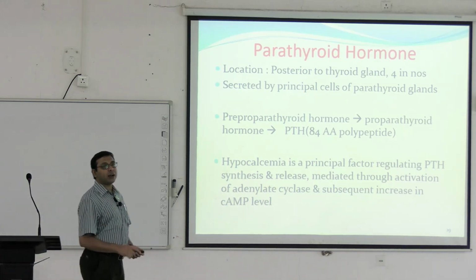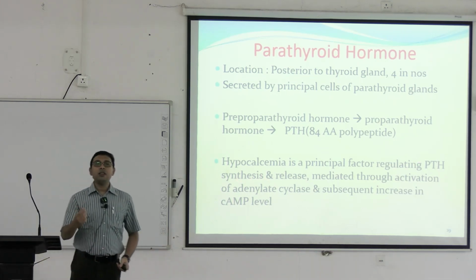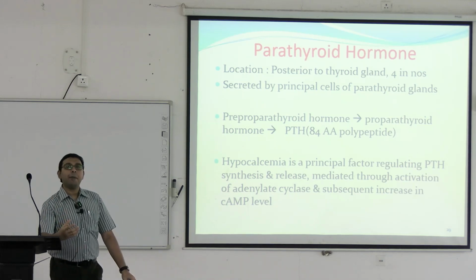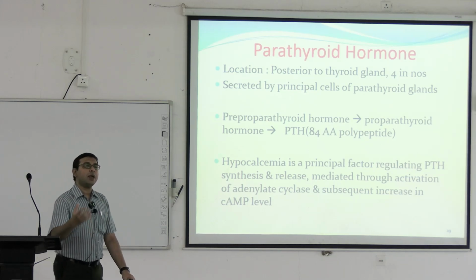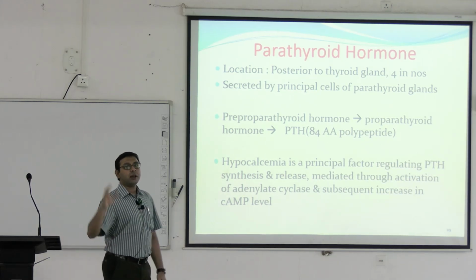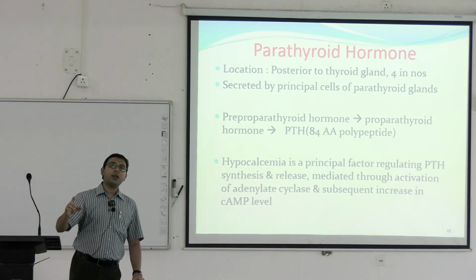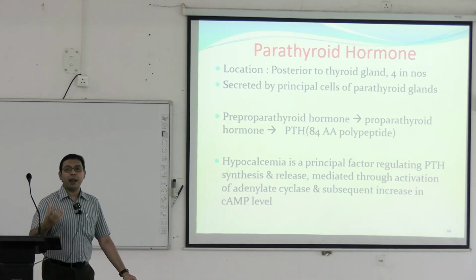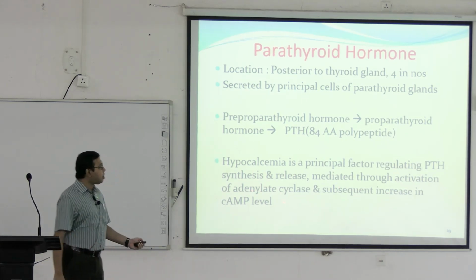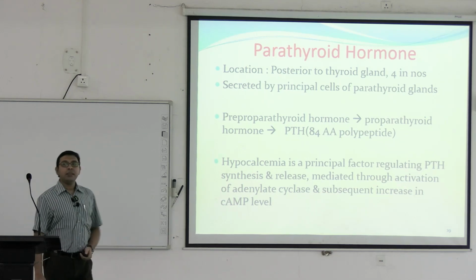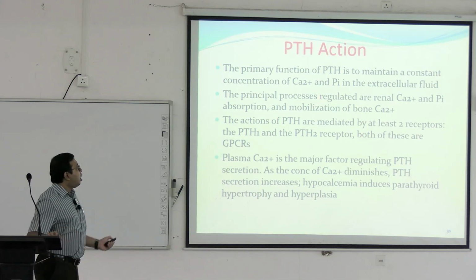Hypocalcemia is a principal factor that mainly regulates parathyroid hormone synthesis and release. Calcium is always measured in the plasma. So when there is a slight decrease of calcium in the plasma, the patient is going into the hypocalcemic phase, and the parathyroid gland starts secreting more parathyroid hormone, which helps in maintaining the balance of calcium. It is mediated through activation of adenylate cyclase and subsequent increase in the cAMP level, that is cyclic AMP level.